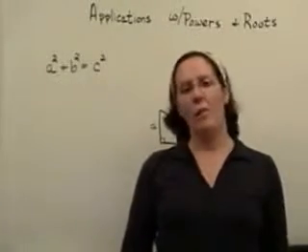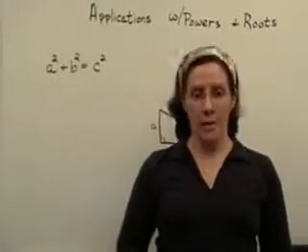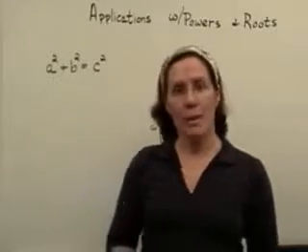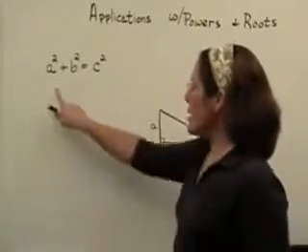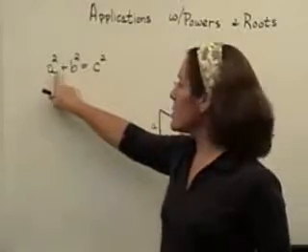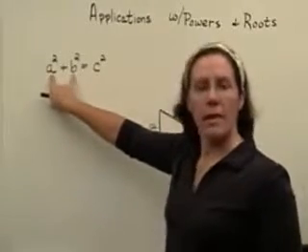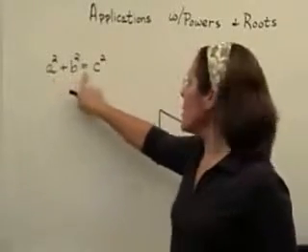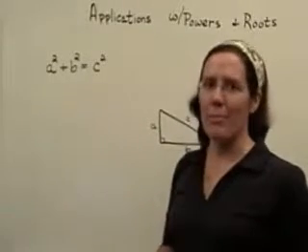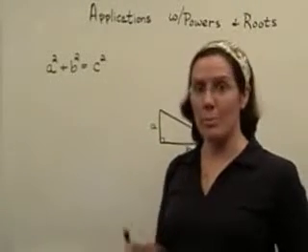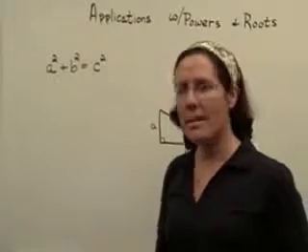A great application involving powers and roots is the use of the Pythagorean theorem. The Pythagorean theorem says that if you take the sum of the squares of the legs of a right triangle, that will equal the hypotenuse squared. I thought I'd throw an unusual proof your way to let you see this.